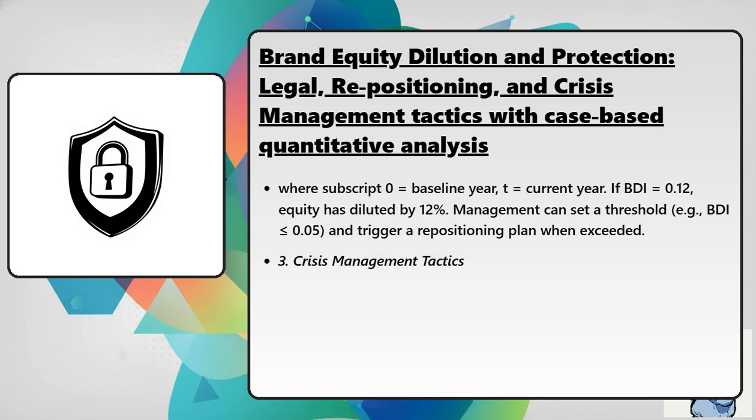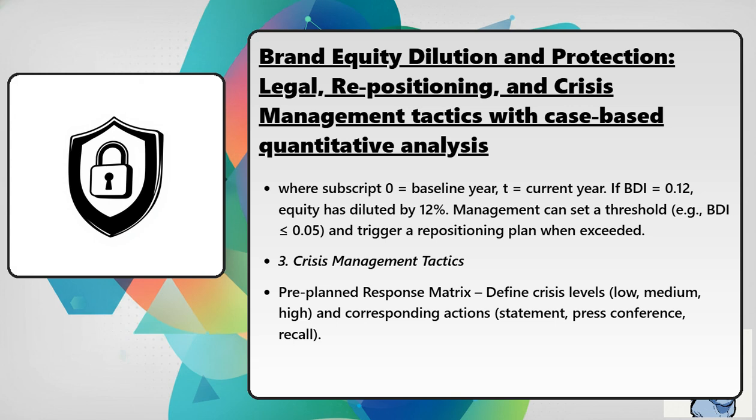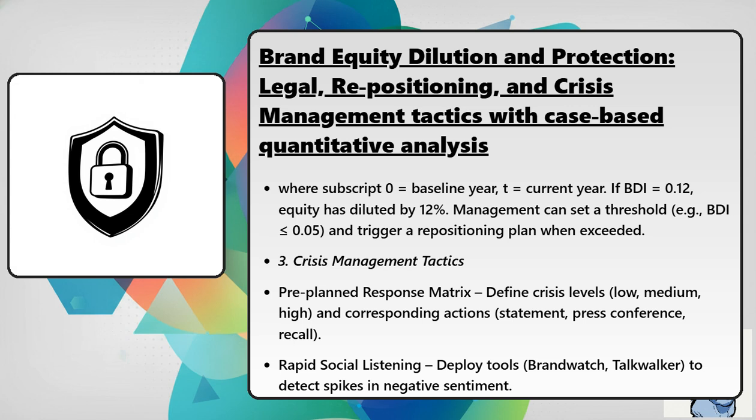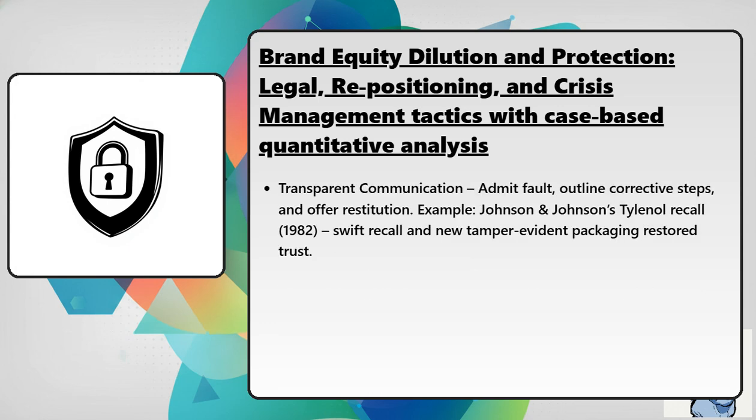3. Crisis management tactics. Pre-planned response matrix: define crisis levels, low, medium, high, and corresponding actions. Statement, press conference, recall. Rapid social listening: deploy tools like Brandwatch and Talkwalker to detect spikes in negative sentiment. Transparent communication: admit fault, outline corrective steps, and offer restitution. Example: Johnson & Johnson's Tylenol recall, 1982. Swift recall and new tamper-evident packaging restored trust.